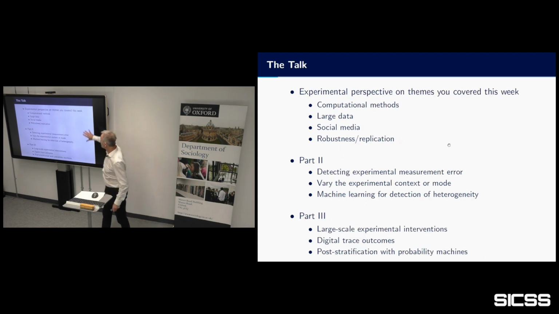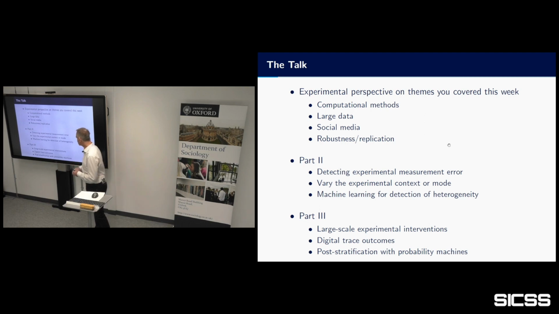The talk will be experimental perspectives on themes you covered this week. I sort of guessed here, from my casual conversations, I think it's true. Basically, it'll be a mix of computational methods, large data, social media, and what I consider really important, this notion of robust replications. The first module that I'll talk about will be about how to detect experimental measurement error. I'll talk about how experimental context or mode is really important for detecting experimental measurement error. And I'll explain how we use machine learning as a key element of that exercise.